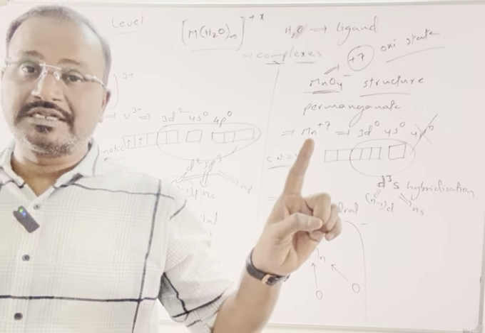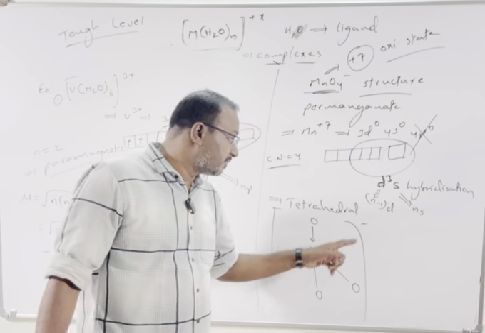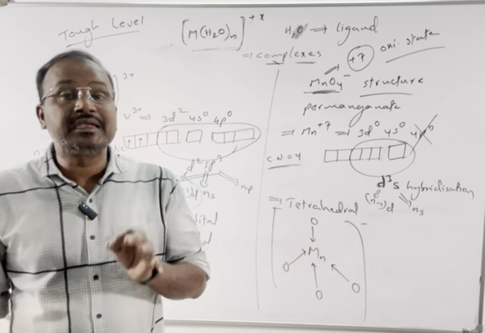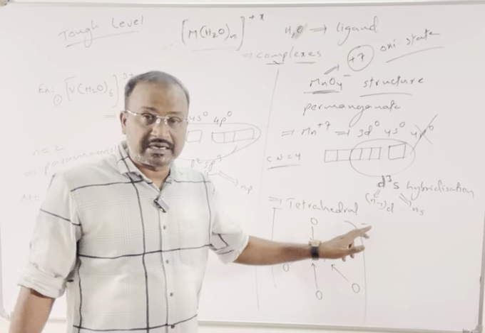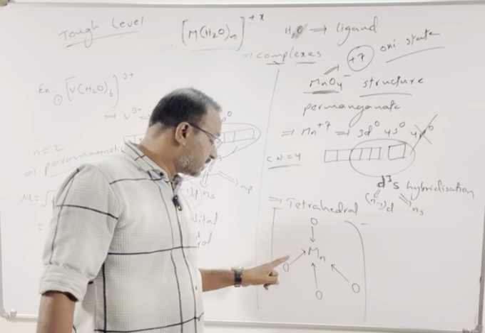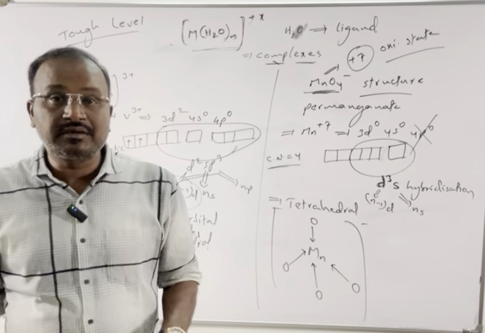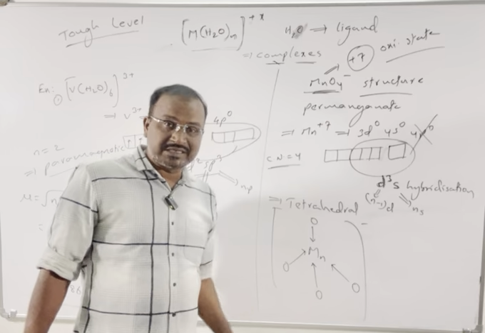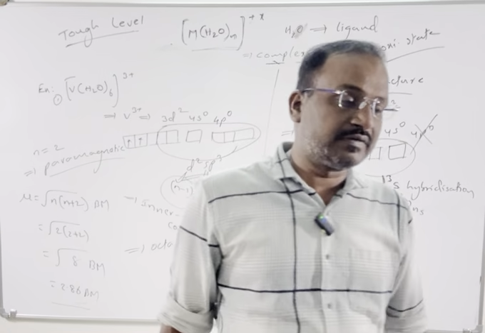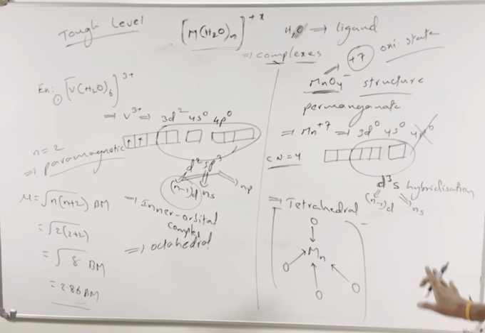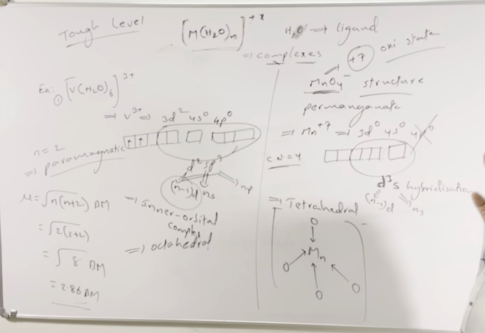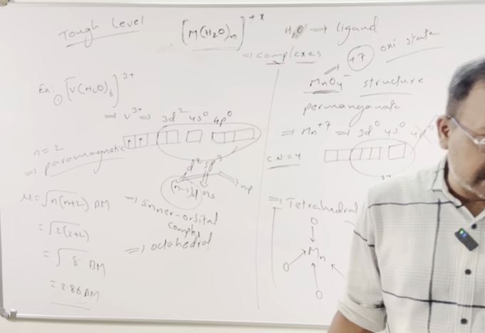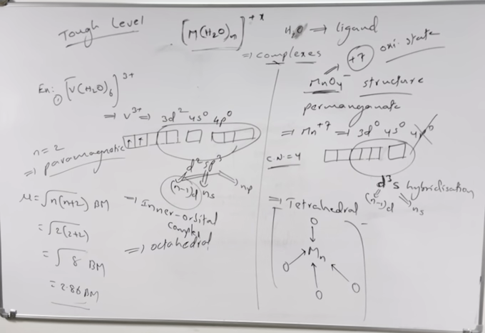But its oxidation state is +7, so that extra electron will be present as -1. If it were +8, it would be 0 oxidation state. But here it is +7. So a total of 4 pairs are coming towards manganese from the oxygens. That's why the overall charge is -1. The shape will be tetrahedral, but the hybridization is not sp3, it is d3s. The inner shell d orbital and outer shell s orbital form the hybridization, and we get that structure.